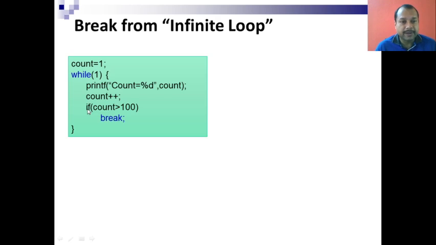Now the moment you incorporate if count greater than 100 break, what will happen? When this count goes beyond 100, this condition is true, so this break statement will be executed. Because of the execution of this break statement, it will break out of this while loop, and the control of the program will go from this break statement to the end of the closing brace. Please note that although it is inside the if, break cannot act on if. Since there is a while and this break is always inside this while, there is no error.